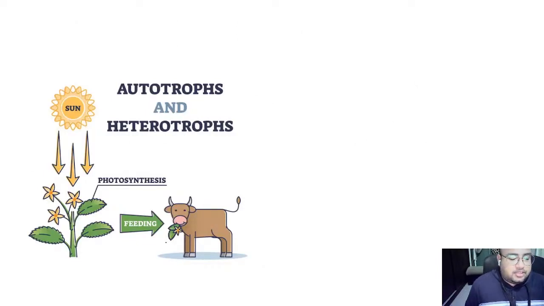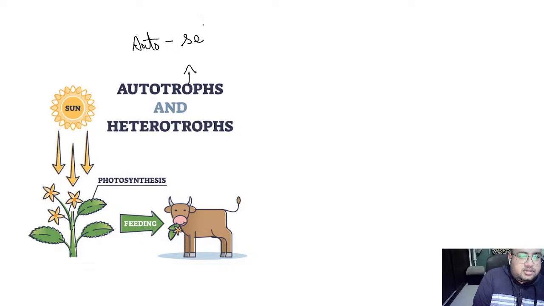Okay. So the next topic is autotrophs and heterotrophs. Do you all have any idea what autotrophs and heterotrophs are? I'll teach you all. To put it in general, wait, I'll write it down here. Auto means self.